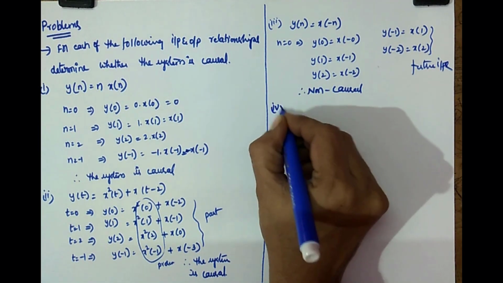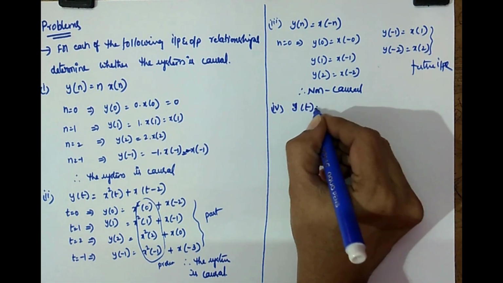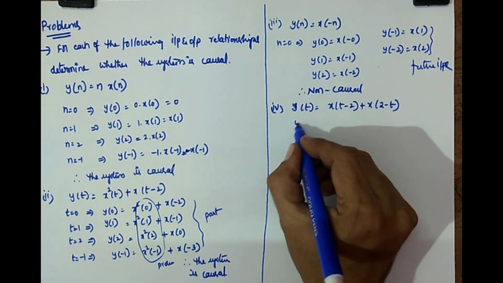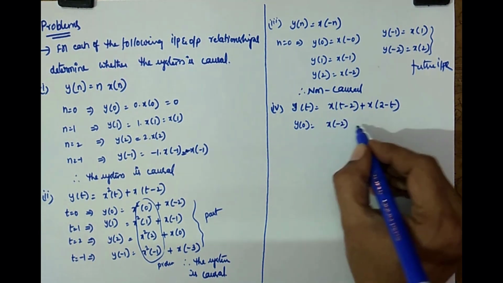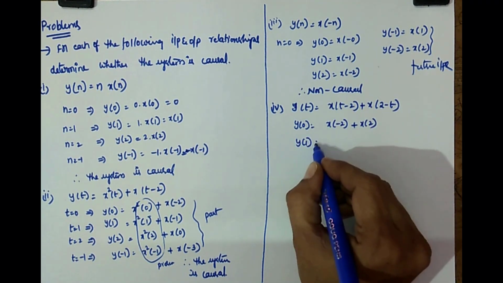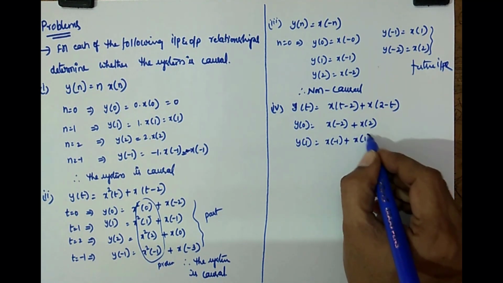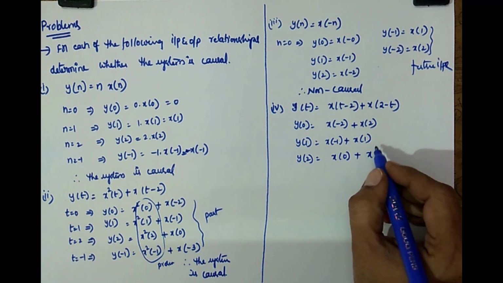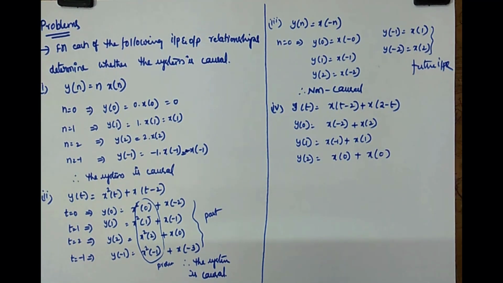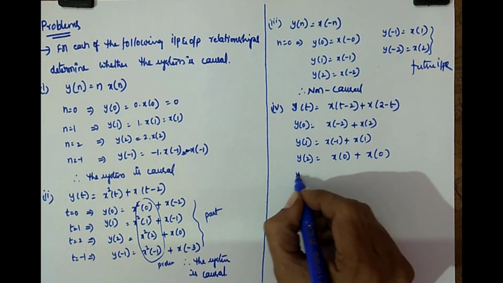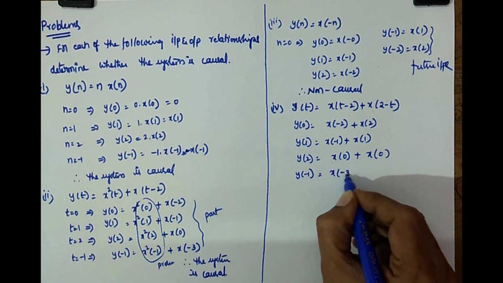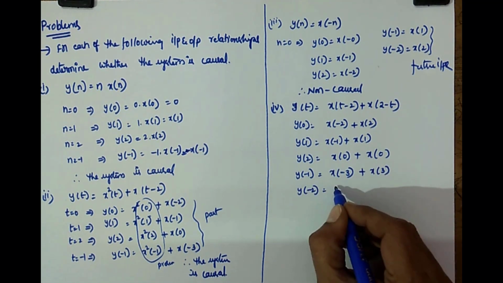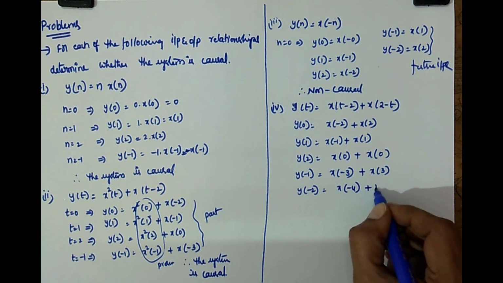Okay. Then I'll say another problem. y of t equal to x of t minus 2 plus x of 2 minus t. Same. y of 0, x of minus 2 plus x of 2. y of 1, x of minus 1 plus x of 1. y of 2, x of 0 plus x of 0. y of minus 1, x of minus 3 plus x of 3. y of minus 2, x of minus 4 plus x of 4.